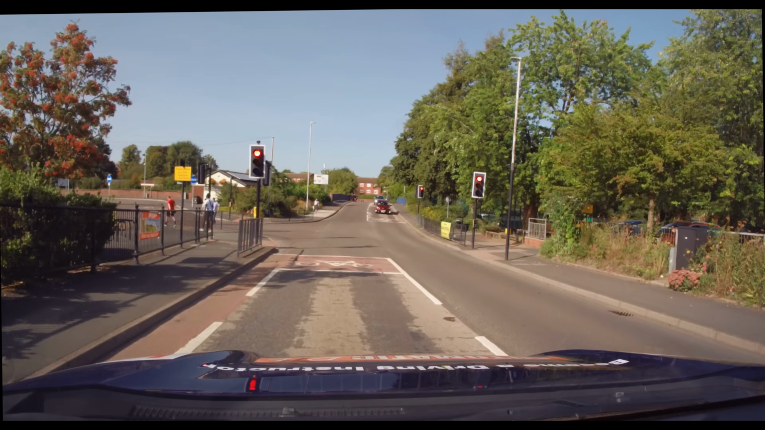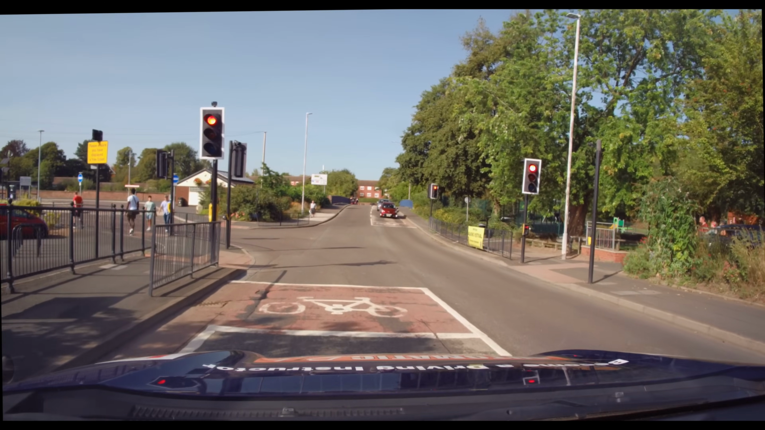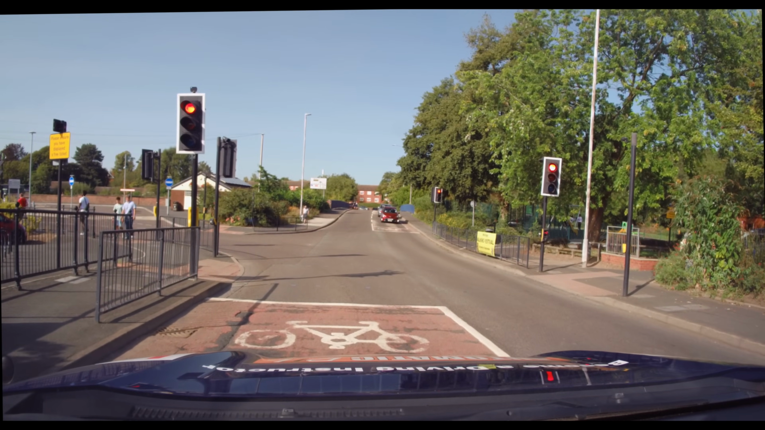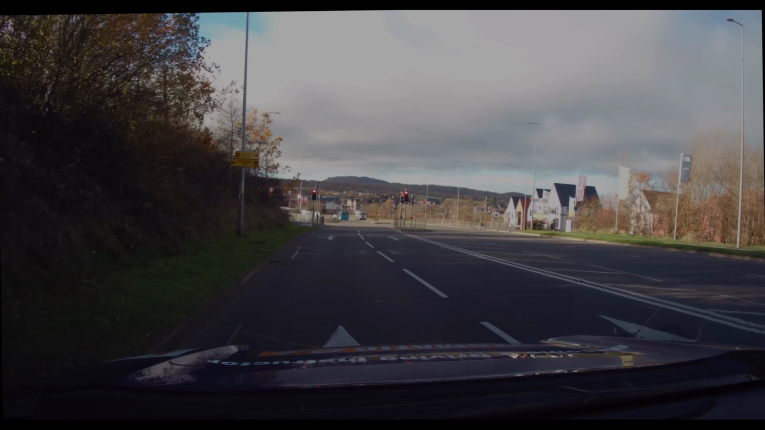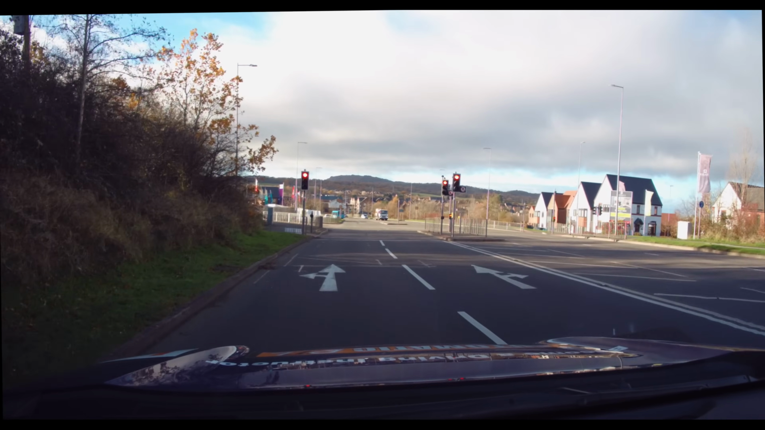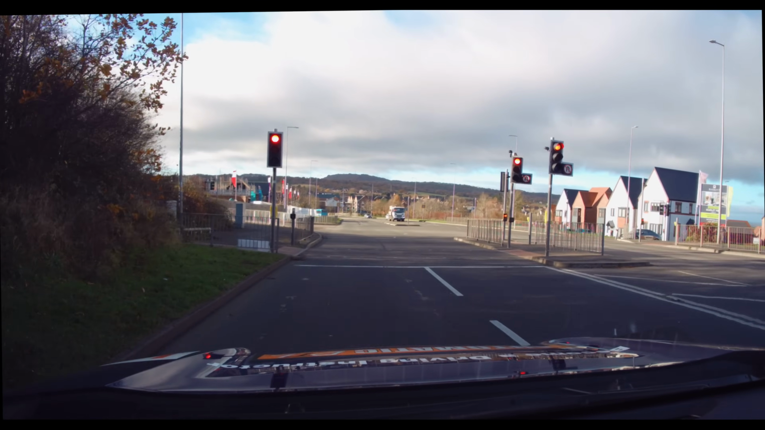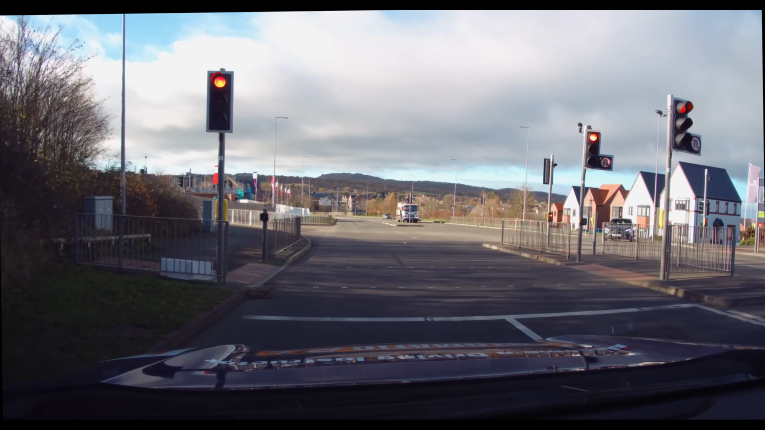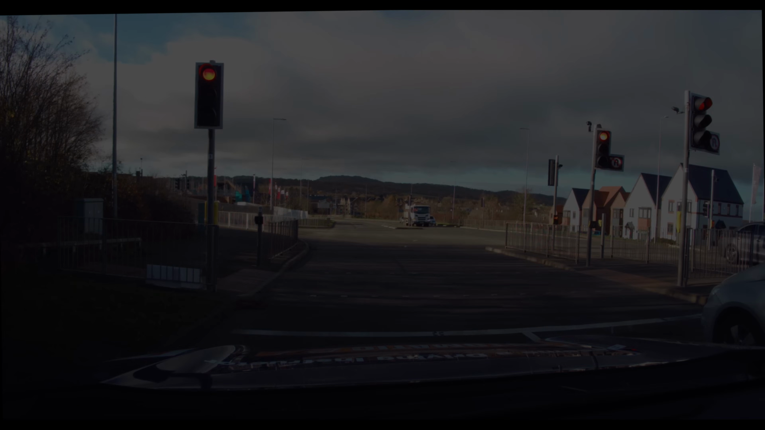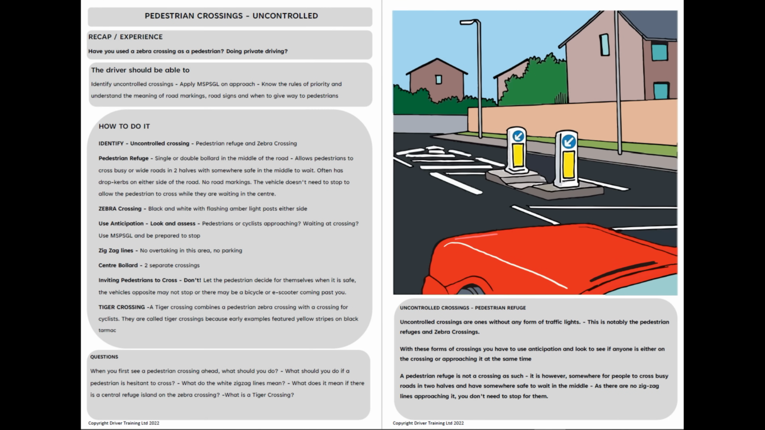Now, first of all, can we say that this is not a pedestrian crossing? This also is not a pedestrian crossing. Why? Well, we'll explain that to you later. When it comes to crossings, there's two main types, uncontrolled and controlled. Now, before we get into those, there is another type that's called a pedestrian refuge.